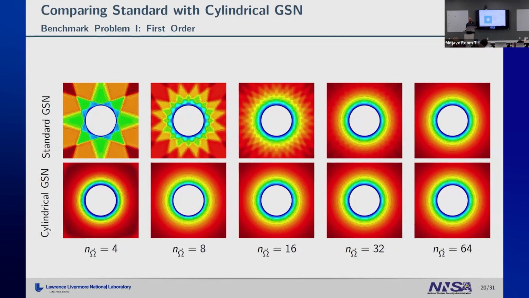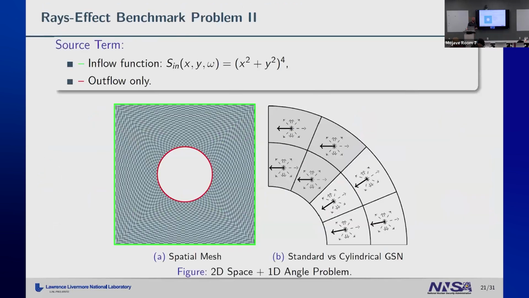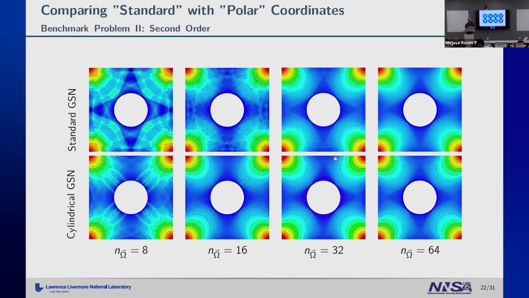Okay, now moving to a slightly more, well, actually a lot more complicated problem, where we take an inflow condition, which is x squared plus y squared to the fourth. So technically you get inflow at the corners of the mesh. And we're going to look also at standard versus cylindrical GSN. And so now the result is a bit more complex.